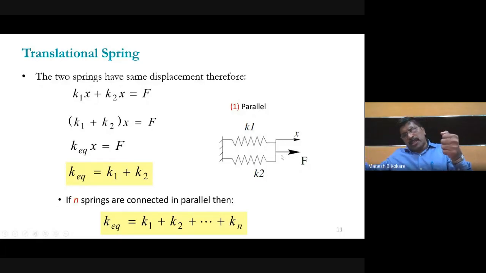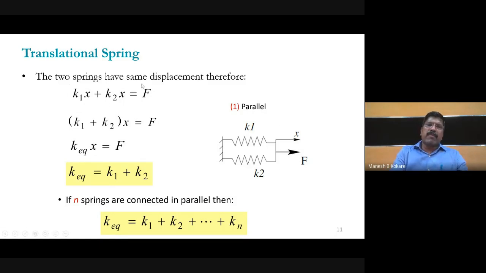Now when you are stretching both the ends, like for example here, one end of K1 is connected to the reference, and also one end of K2 is connected to the reference, whereas the other ends of K1 and K2 are connected together, and the force is applied to this one. So definitely when you are applying force like this, K1 and K2 will get stretched, but the displacement will be the same for K1 and K2 when they are connected in parallel.